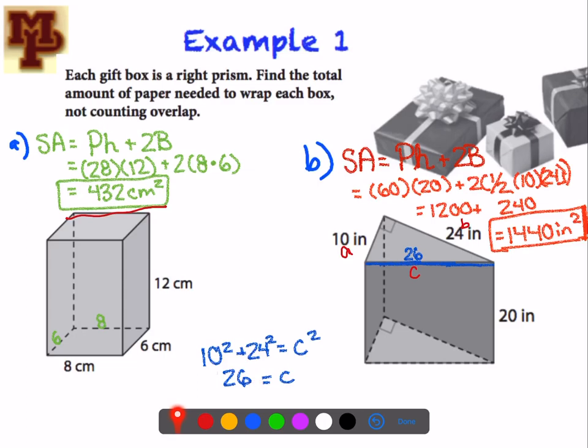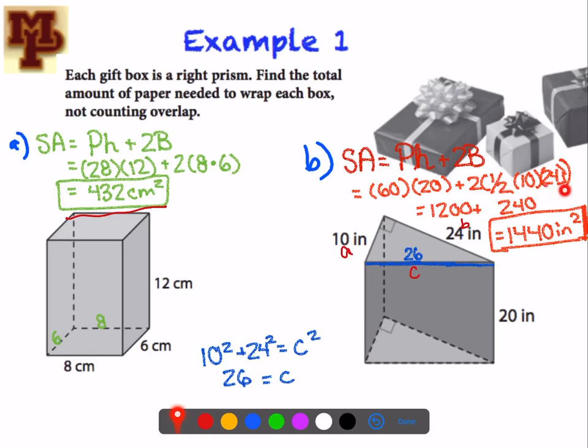From here, my perimeter is just adding all the sides together. 10 plus 24 plus 26 will give us 60. And then the height of our prism is 20, as we can see. So we just plug the 20 in for the H, plus 2 times the area of a triangle, which is 1/2 base times height. So we have 2 times 1/2, which of course will just cancel out for us, times our base 10 and our height 24.